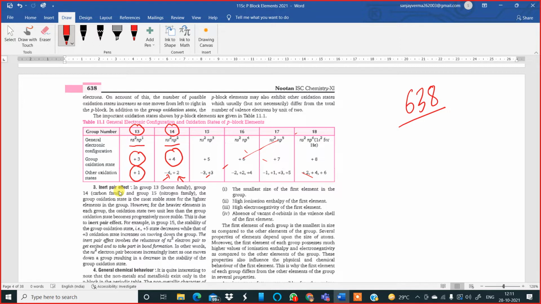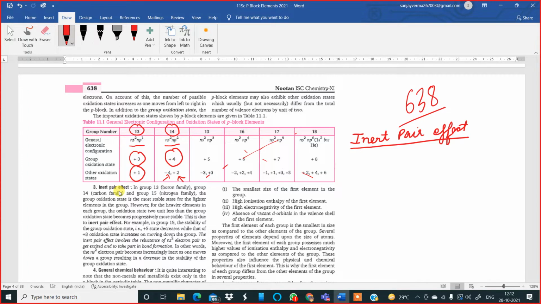Now, coming to a very important effect, which is called the inert pair effect. Mind it, don't say that you have not heard this word before. Today, let me explain it to you. Inert pair effect means the unwillingness of the electrons present in the inner orbital to participate in bonding. That is called the inert pair effect.